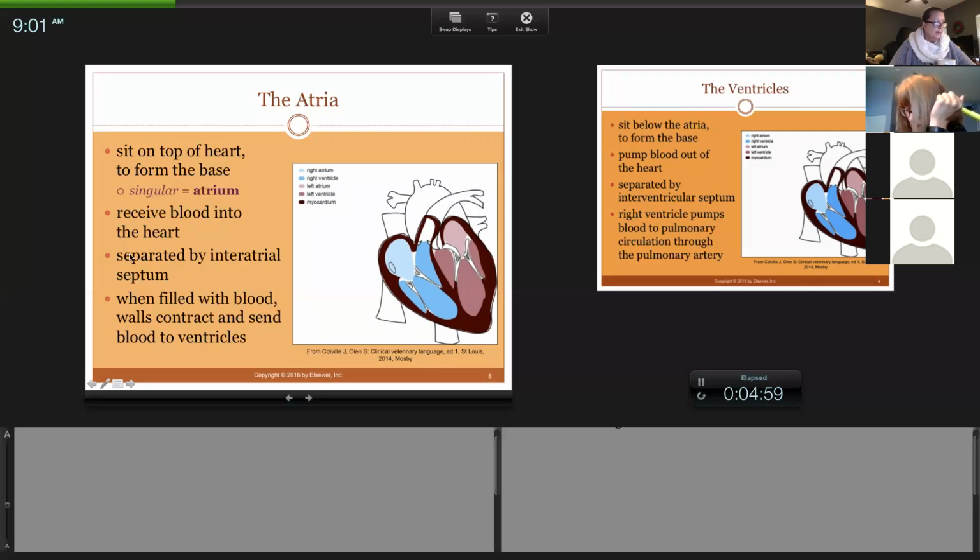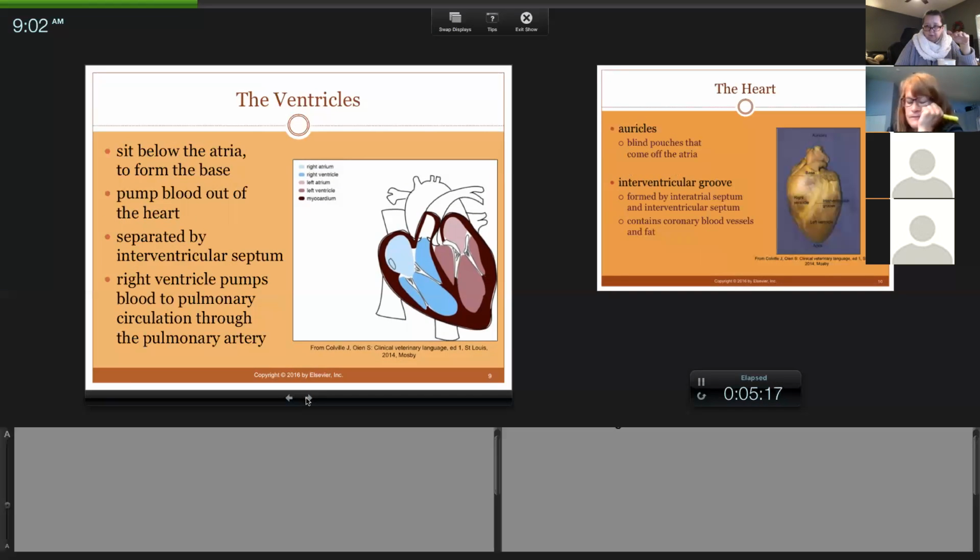They are separated by this interatrial septum, which is here. When they get full, so they dilate, and when they squeeze, they're going to push blood down to their ventricles. So when they squeeze, the blood is going to go down to the bottom chambers. The ventricles sit below the atria, and they help form the base here, and then they narrow to the apex here, but they're at the bottom. So they are separated by an interventricular septum.